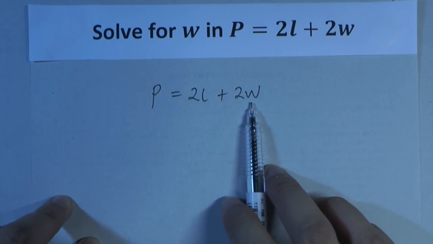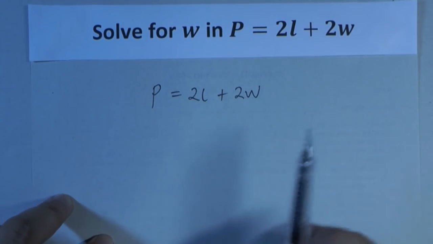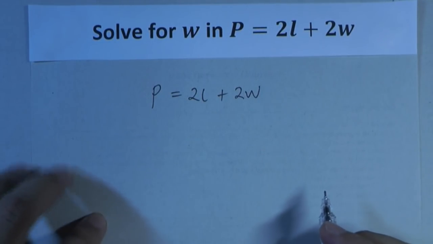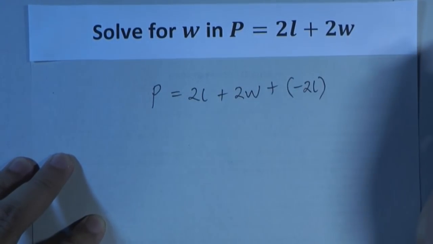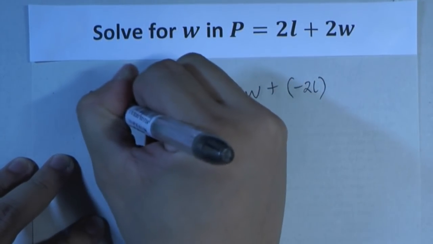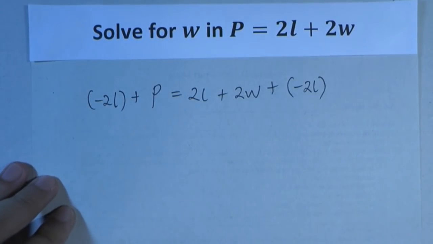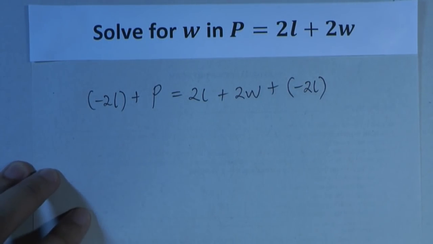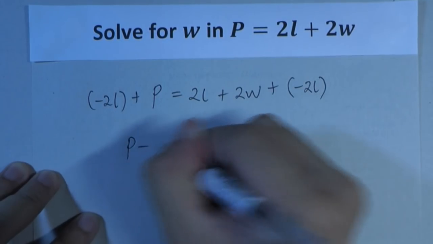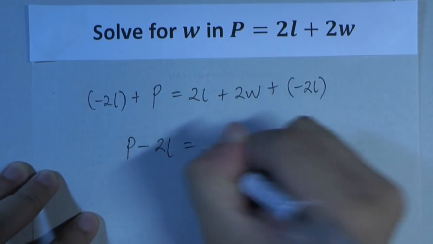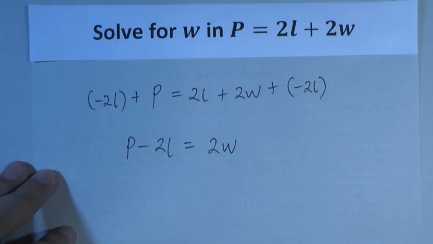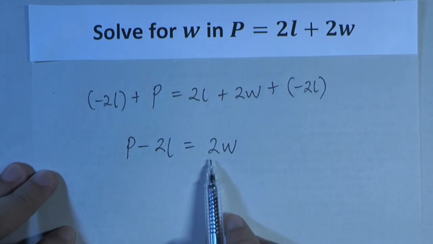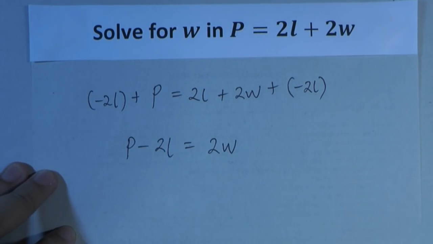So first I apply APE and add negative 2L to both sides of the equation. So I do just that. Negative 2L on the right, negative 2L on the left. Simplifying, I will have P minus 2L on the left side and 2W on the right side. But then I also want to eliminate 2 here, and to do that, I use MPE and multiply both sides by 1/2.